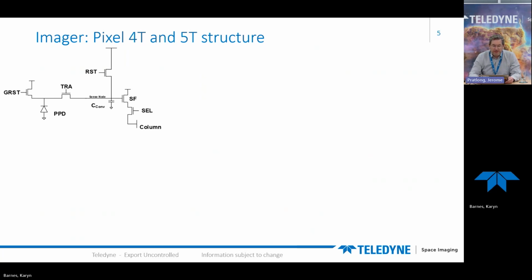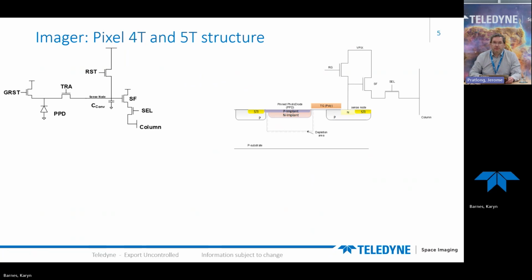This type of radiation affects only the pixel. This is a representation of a 5T structure widely used in space imaging. 4T pixel is also used in space imaging and differs from this structure only by this fifth transistor here. This fifth transistor is important to enable electronic global shutter, but also is used as anti-blooming for some applications.